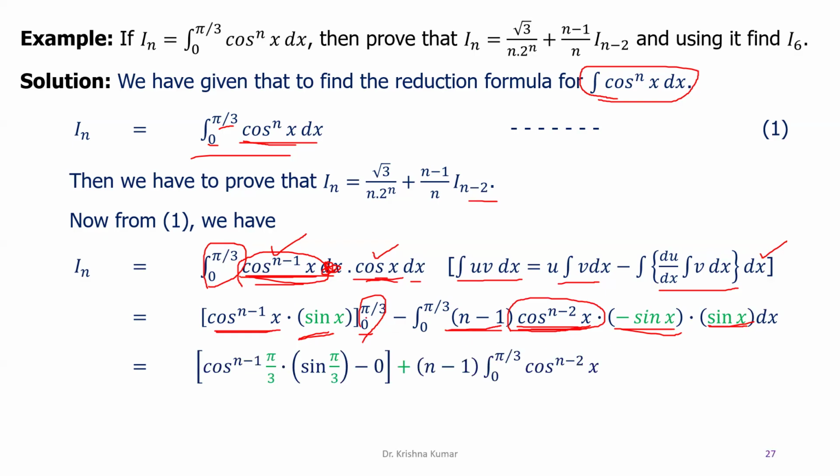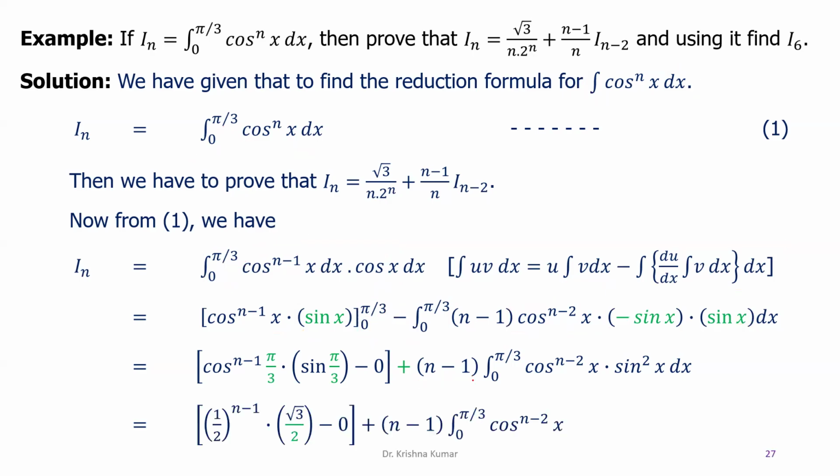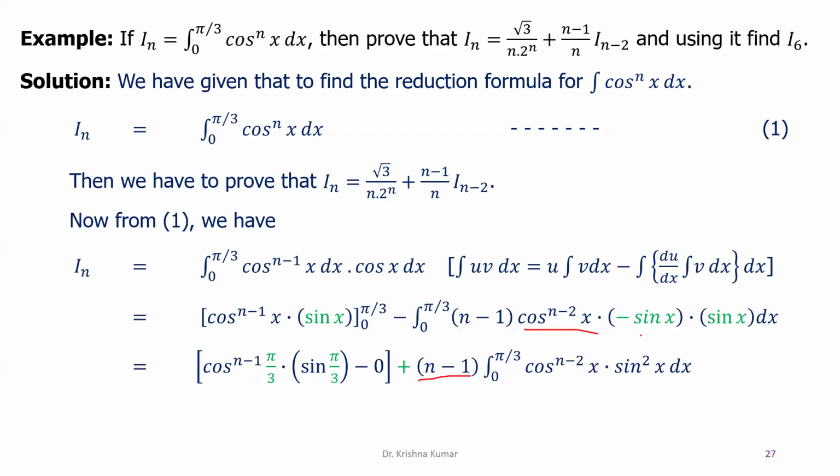So if we substitute the limit in the first part, we get cos to the power n minus 1 of pi by 3 into sin pi by 3 for the upper limit. And if we put the lower limit, then of course cos 0 is 1 but sin 0 is 0, so ultimately it becomes 0. So I have only written the final value 0, and this minus and this minus will become plus, and it is just like n minus 1 times the integration of cos to the power n minus 2 x into sine square x with respect to x.